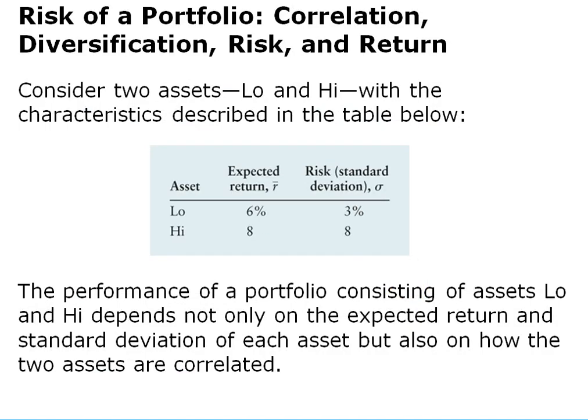Okay. Risk in the portfolio, correlation, diversification, risk, and return. So consider two assets, we'll say a high and a low. So the expected return for the low asset is 6%, the high asset is 8%, and the standard deviation for the low asset is 3%, and the standard deviation for the high asset is 8%. So the performance of the portfolio consisting of a low and high depends not only on the expected return and the standard deviation of each asset, but also how the two assets are correlated.